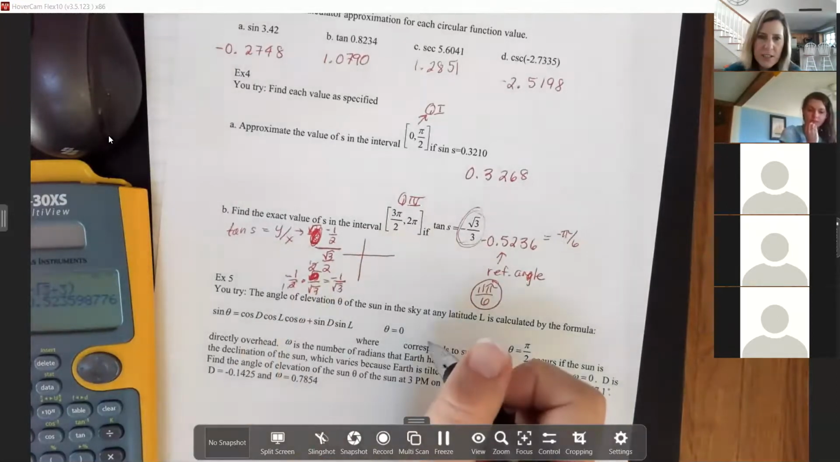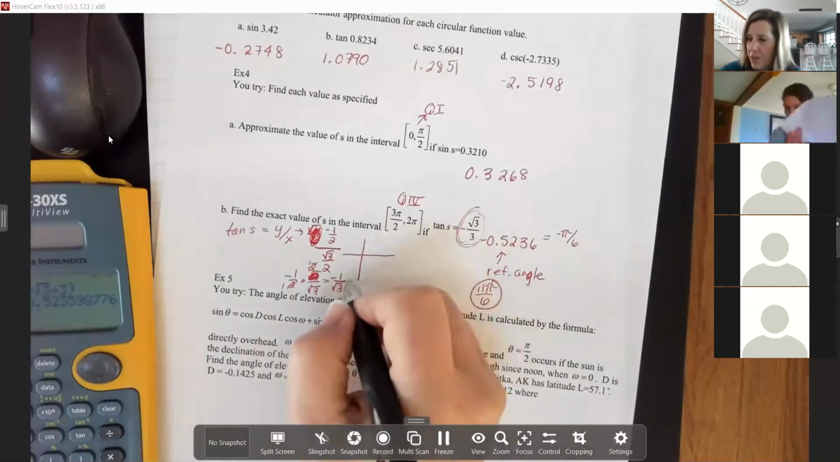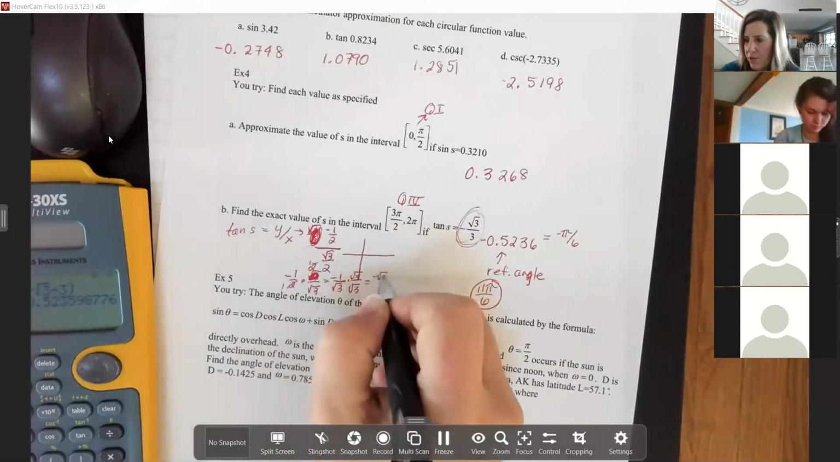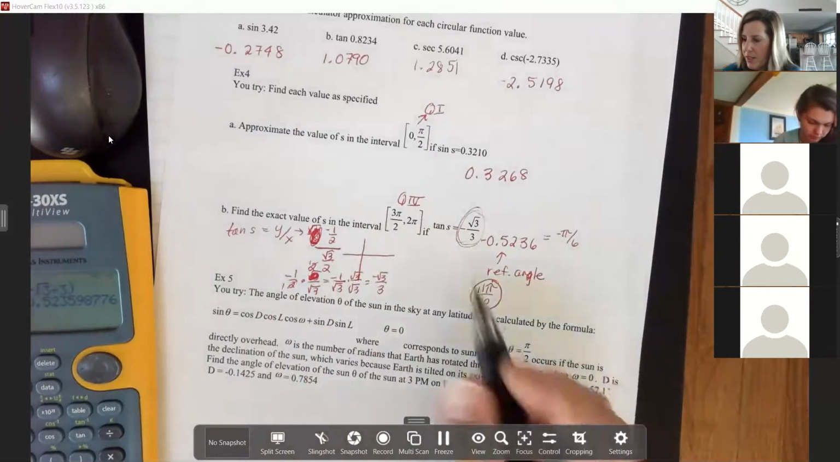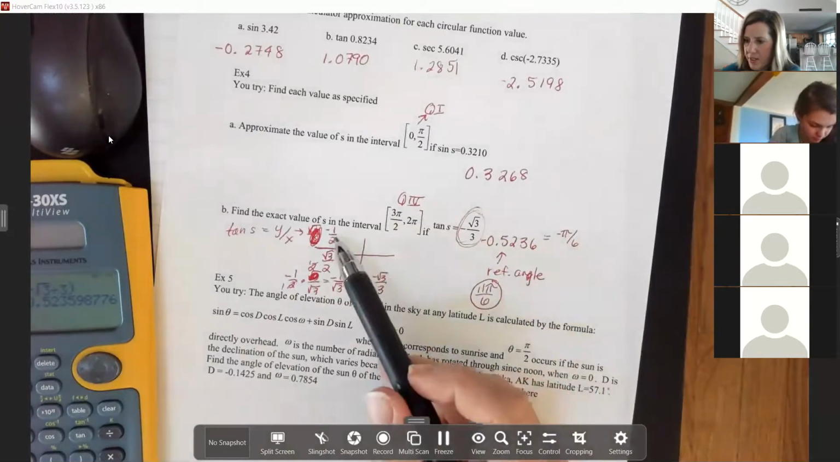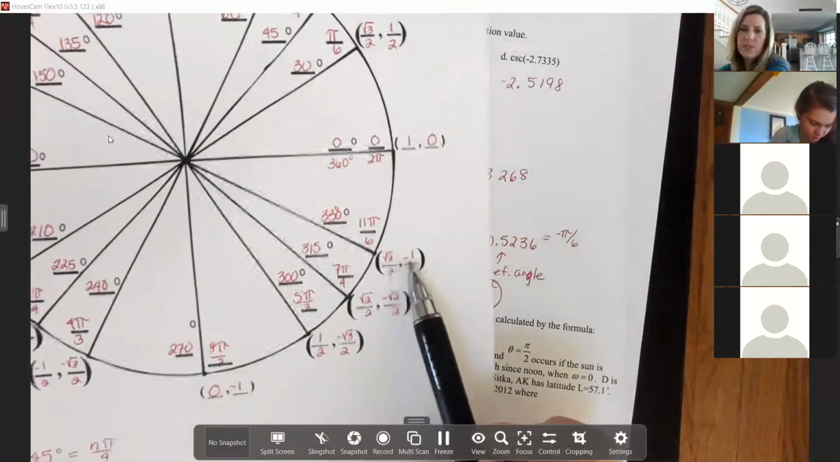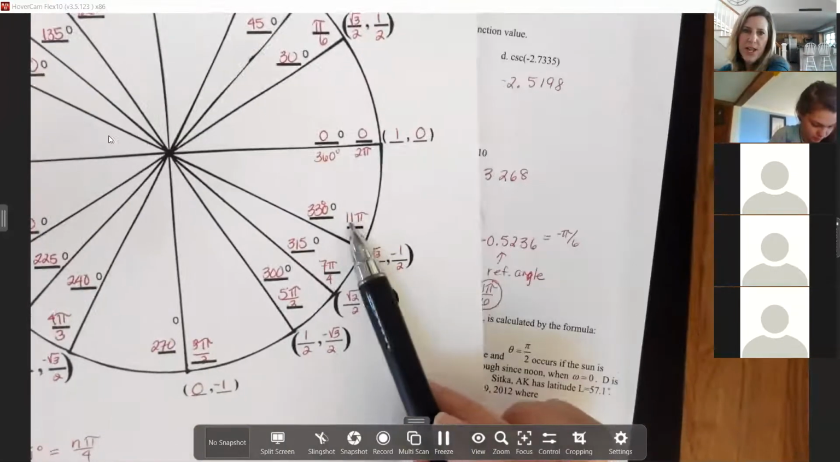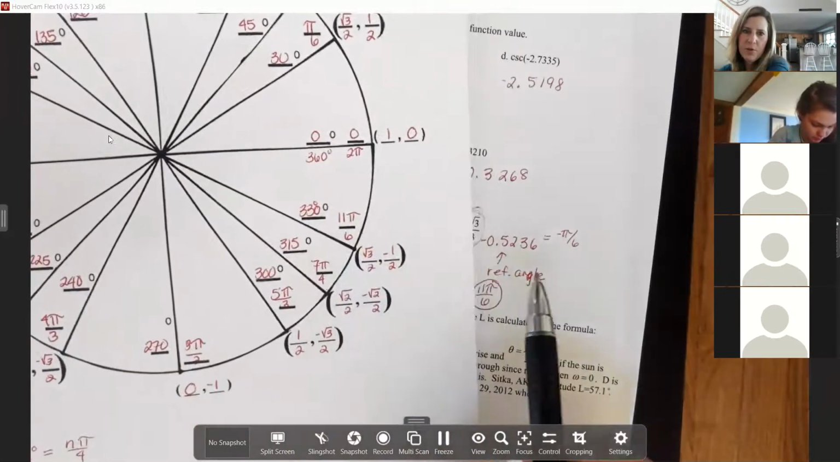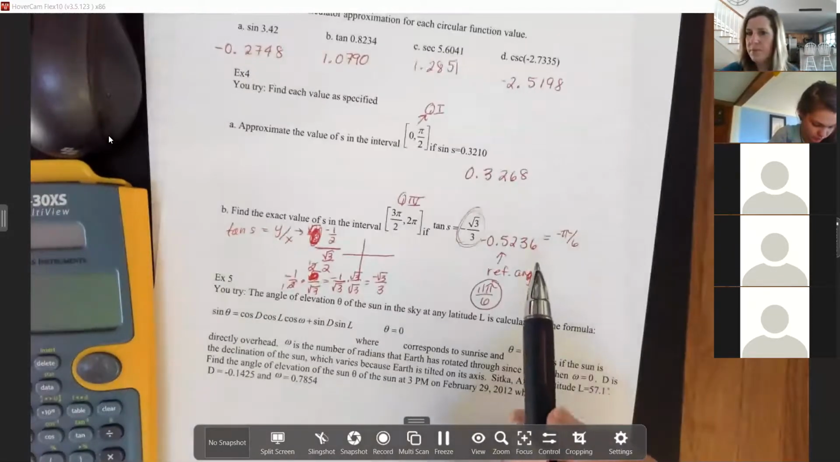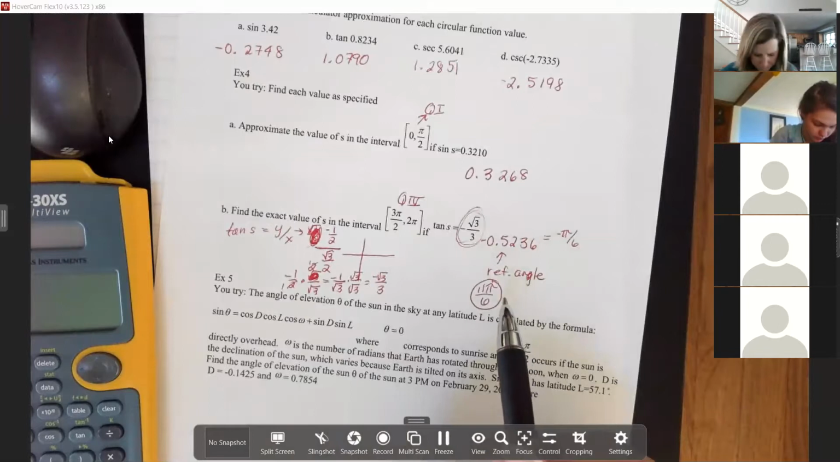But do we leave our answer like that? Leave a radical in the denominator? You would rationalize, root 3 over root 3. You get negative root 3 over 3. Does that make sense? So where was that? You can also say, where was that on the unit circle? That was at 11 pi over 6 in quadrant 4. Does that make sense? Questions?